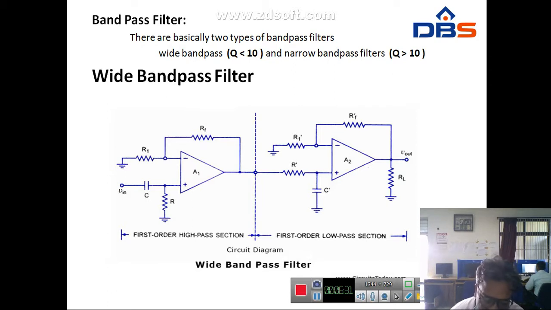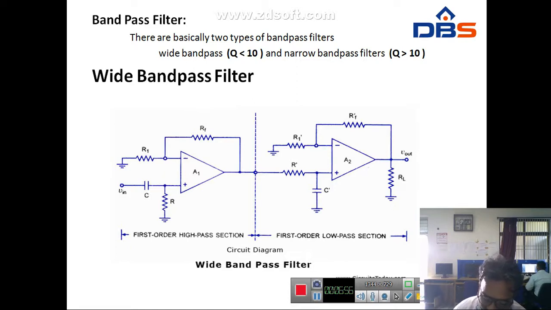So in a band pass filter, any input frequency outside this pass band is attenuated. We have a pass band between two cutoff frequencies, and other frequencies will be attenuated. Mainly we have two types: the wide band pass and the narrow band pass. This will be based on a condition.